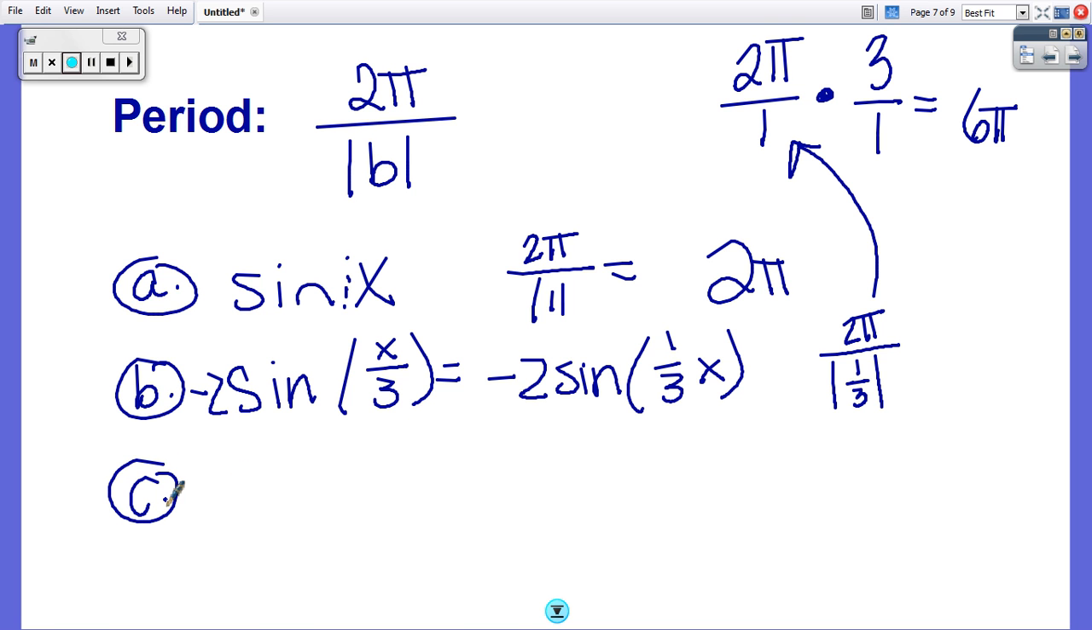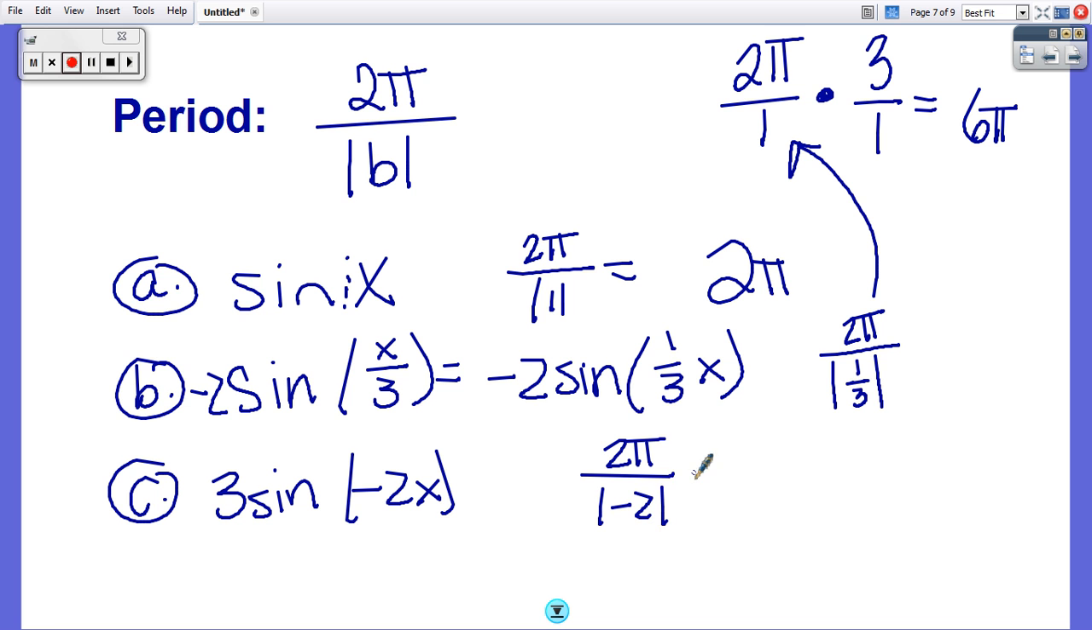And my last example is going to be 3 times the sine of -2x. So now I'm going to write this. My period is going to be 2 pi over the absolute value of b. My b value is -2. Don't forget the absolute value. So I have 2 pi over 2, which is equal to pi. Still pretty easy, right?